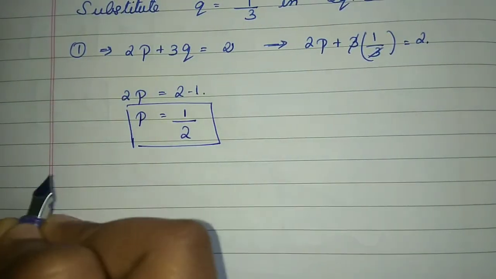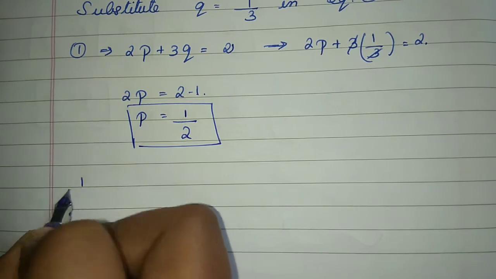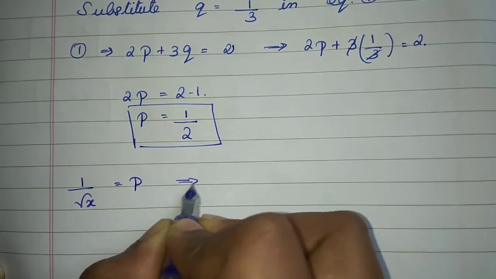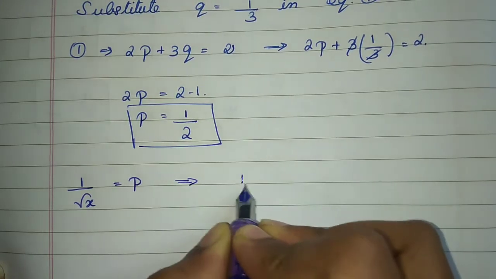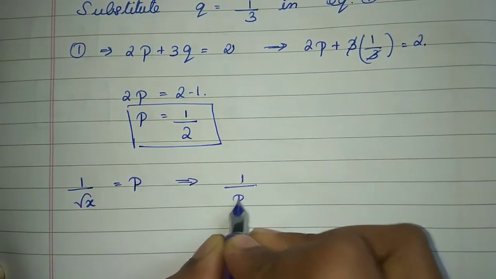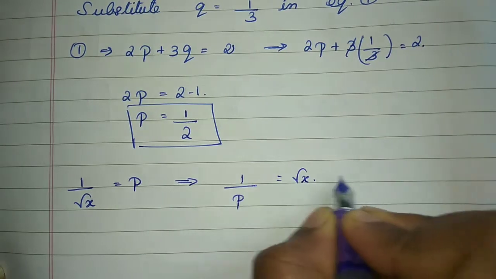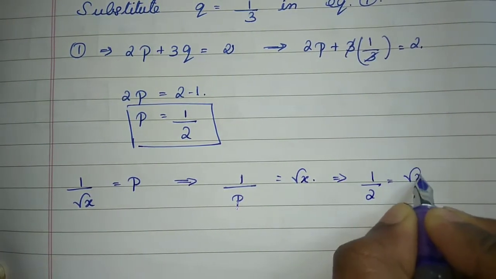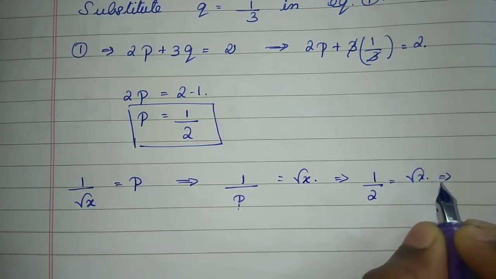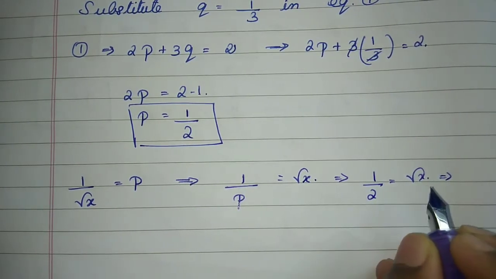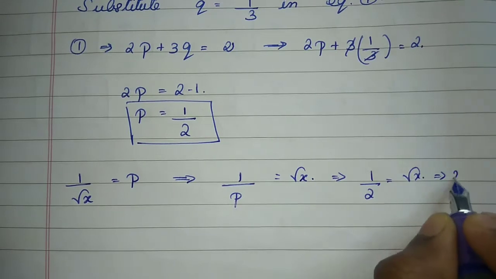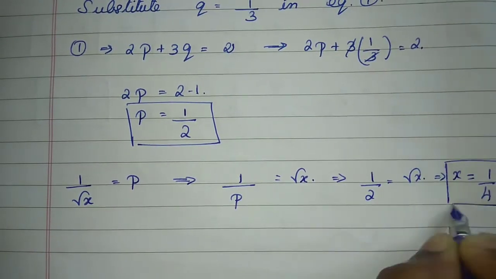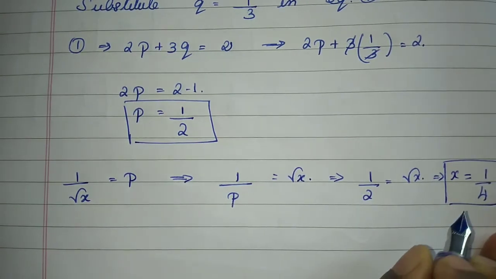In the beginning of the solution we assumed that 1 by root x is equal to p. No? So this implies 1 by p is equal to root x. So this implies 1 by 2 is equal to root x. So I will be just taking square, square on both the sides. So I will have x is equal to 1 by 4. So the value of x is 1 by 4.